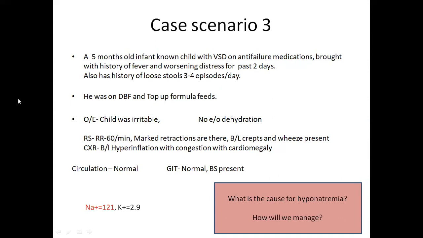How to know that? 0.6 into weight into expected correction. What is that? What are you going to get by doing 0.6 into weight into correction? You are going to get the sodium deficit. That is the formula for sodium deficit, right?